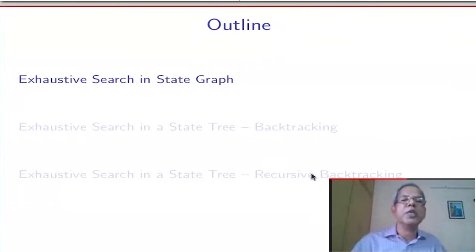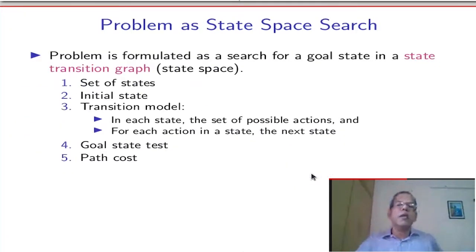First, exhaustive search in state graph. I start with where we stopped yesterday. The problem is formulated as a search for a goal state in a state transition graph or state space graph. Anything is okay.